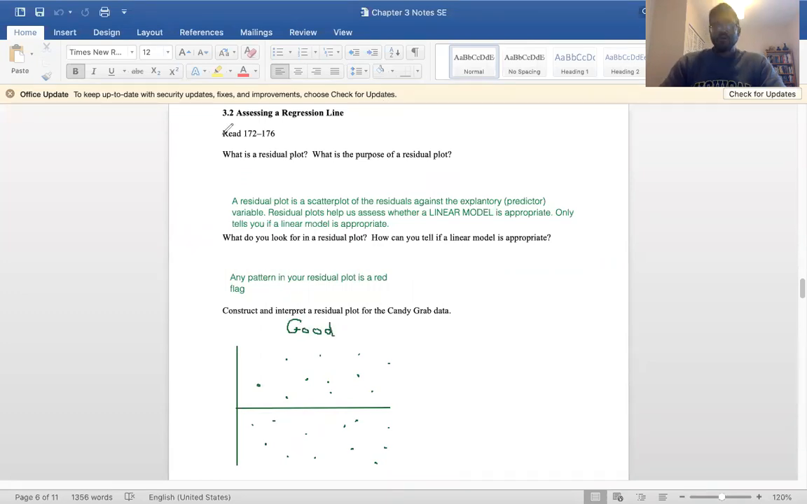Now, what are some bad ones? What other patterns could we look for? Obvious ones are if your residuals go in a straight line. If you have residuals like this, clearly this is a pattern. These are some of the more obvious ones. So that's a bad one. Another bad one would be if you get a parabola once you do your residual plot. So you get something like this.